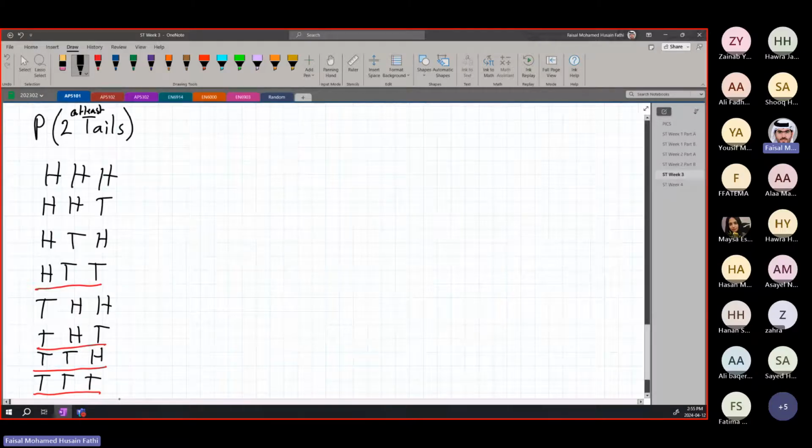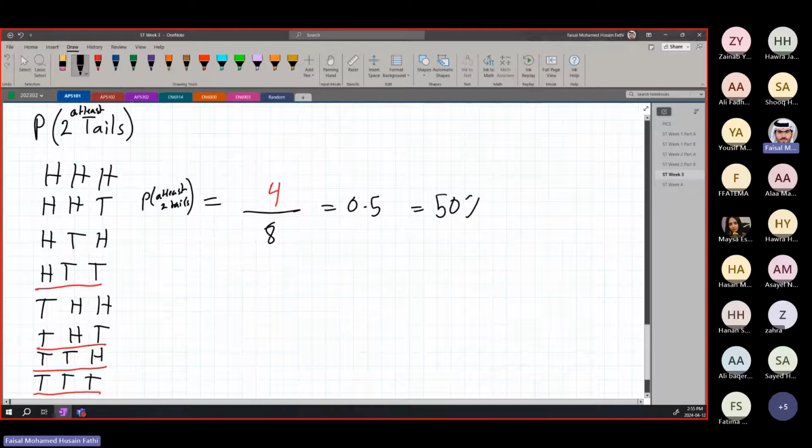So we have 1, 2, 3, 4. So it's going to be 4 divided by... this is the probability of at least 2 tails. It's going to be equal to 4, which is 1, 2, 3, 4, the red ones that we have seen, divided by the total sample space of 8, which is equal to 0.5 or 50%.